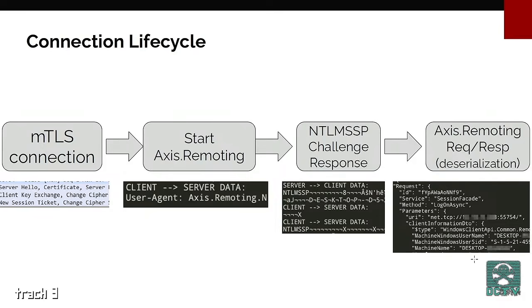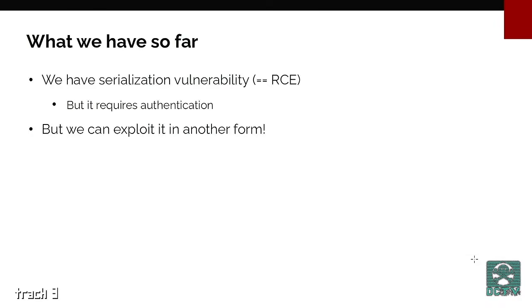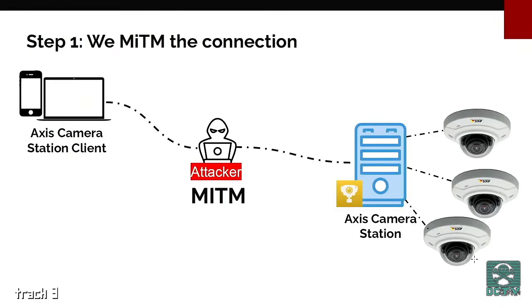Well, there's only one problem, and this is that this is essentially auth. We need to pass the auth, and we need to have proper authentication credentials in order to send Access Remoting credentials. So we do have an RCE vulnerability, however, it is not pre-auth. It has some pre-shared knowledge that we need to know, which is the credentials. However, let's see how it's still exploitable.